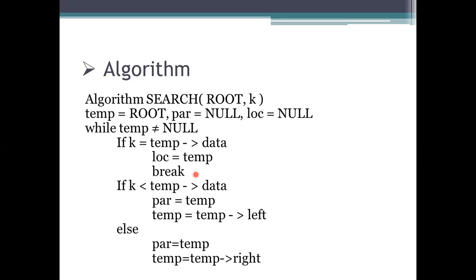That is one example. This is the algorithm we are using. This is the root element, and K is the key we are searching for. Whatever root you have is taken into a temporary value. PR means parent, and LOC means the location. First, check whether the root element has data or not. The temporary value is not null, which means it has some elements to be processed.